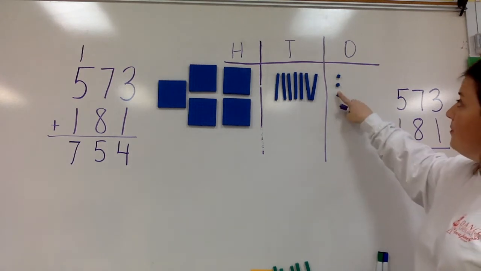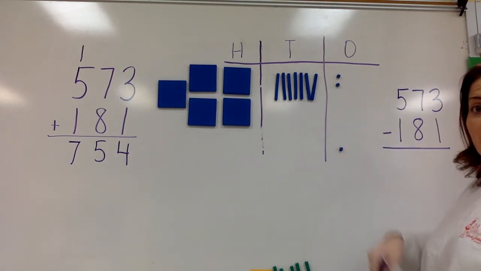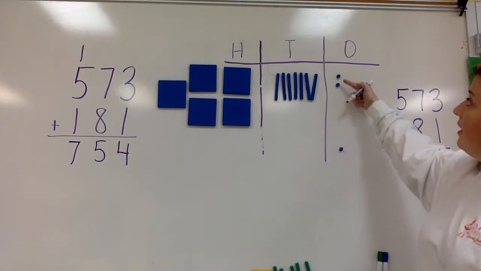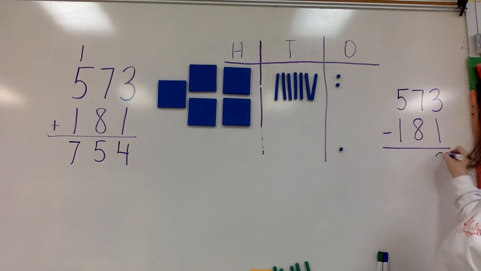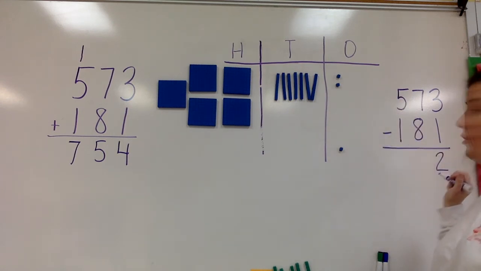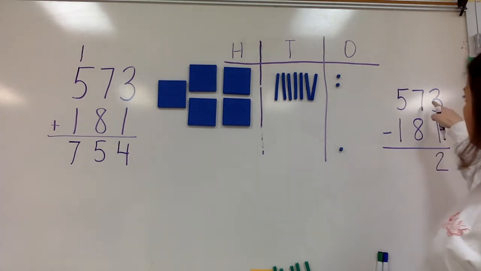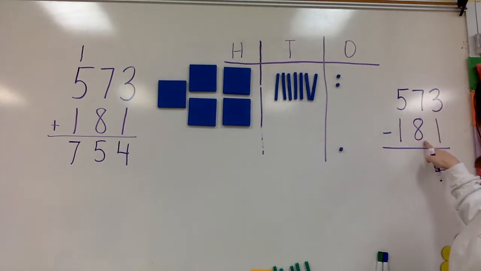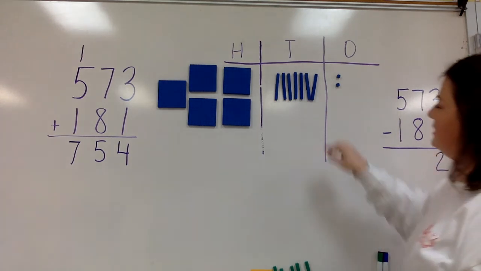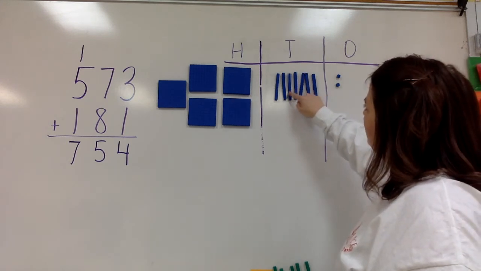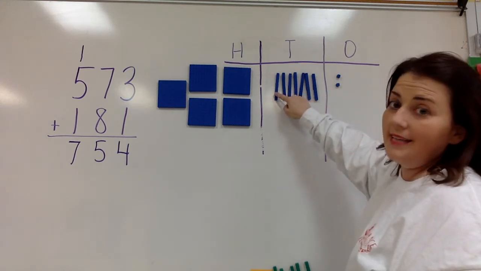Can I take away 1 from here? Sure, absolutely. And how many do I have left? 2. So we just write that down. We did not need to regroup because the start number 3 is larger than the takeaway number 1. All right, now we're going to do 7 tens minus 8 tens. 7 tens minus 8 tens. 1, 2, 3, 4, 5, 6, 7. Uh-oh, can't take away 8.